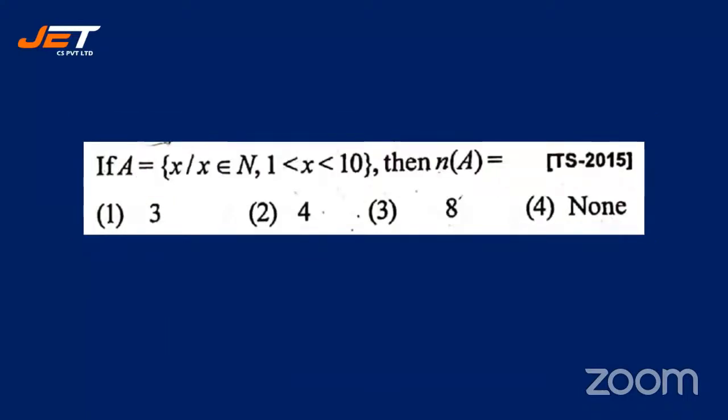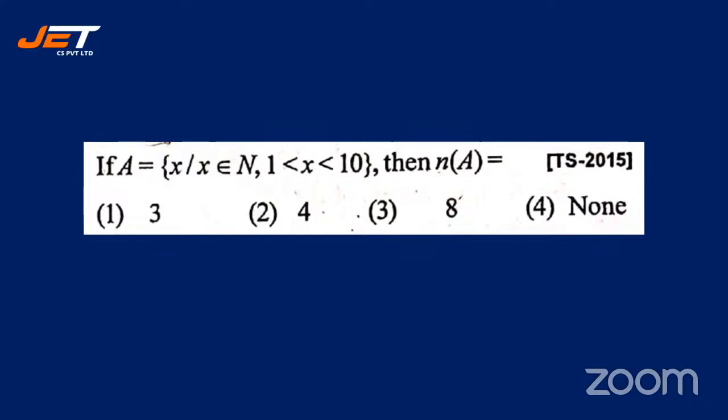See the next question. If A is equal to X such that X is an element of N, and 1 is less than X and X is less than 10. What do you mean by this? X is greater than 1, right? And X is less than 10. So it should be somewhere between 1 and 10. All right, so then what is n of A?